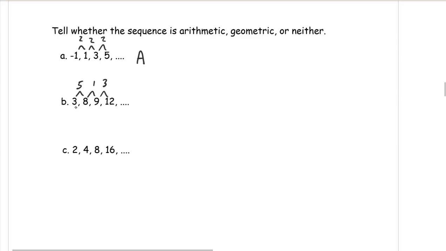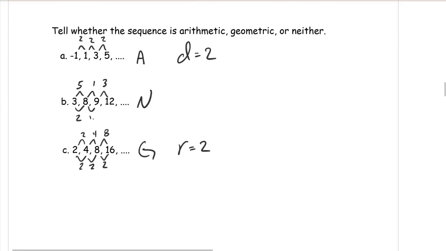Can we multiply by something? Well, here we'd need to multiply by more than 2, but here we wouldn't. We'd be multiplying by like 1 point something, so that's neither. Here we're adding by 2, adding by 4, adding by 8, and you can kind of see a pattern there, but check out this pattern. 2 times 2 makes 4. 4 times 2 makes 8, 8 times 2, so that's geometric. The earlier one would have a common difference of 2. This one has a common ratio of 2.